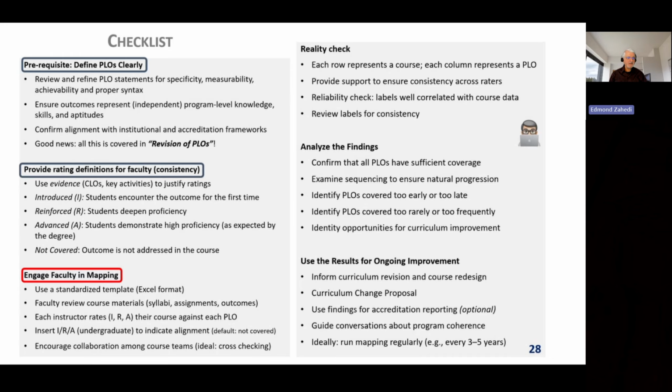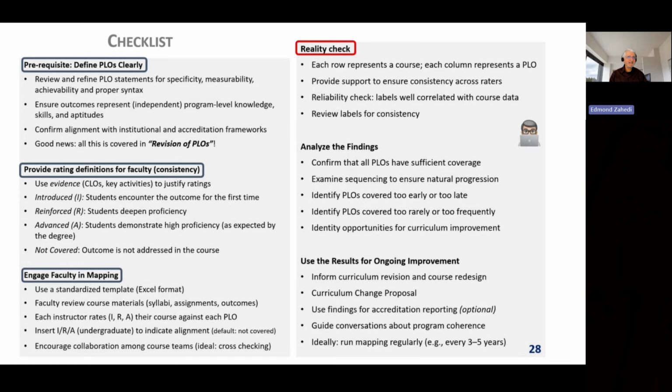Then engaging the faculty in mapping, obviously, this is where each instructor is going to give the IRA labels. A reality check, I mentioned that just to make sure that everybody, when they say A, they mean the same thing.